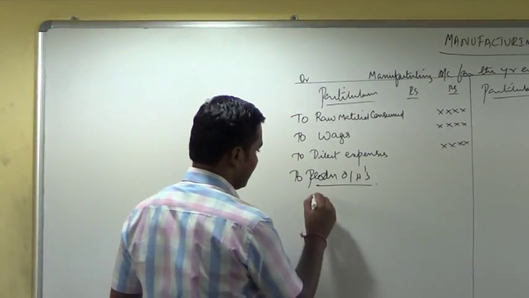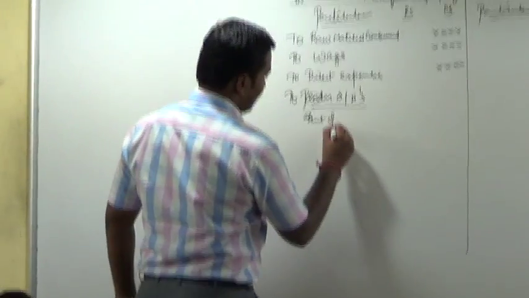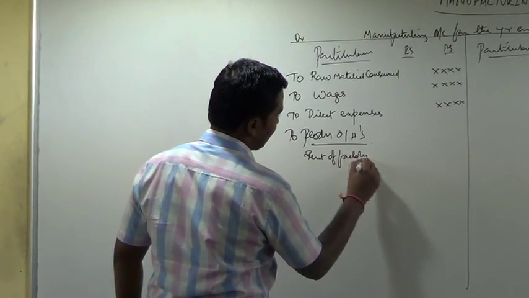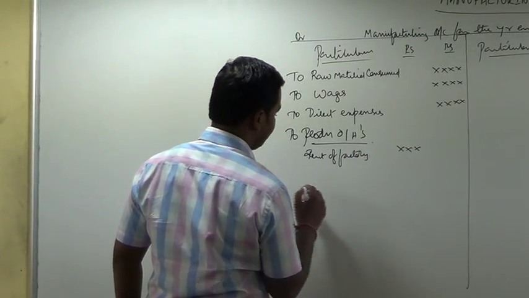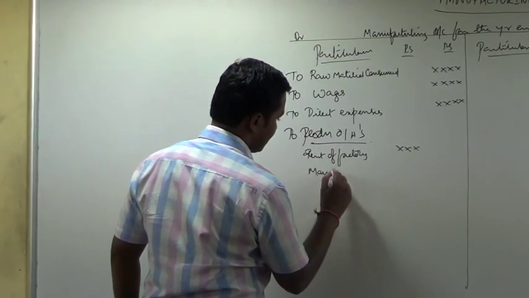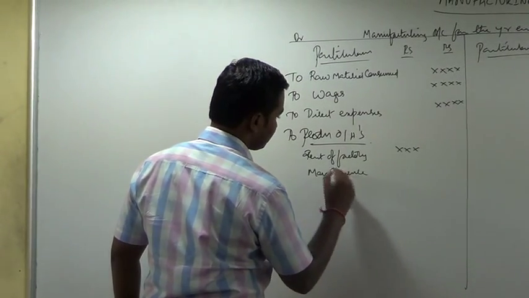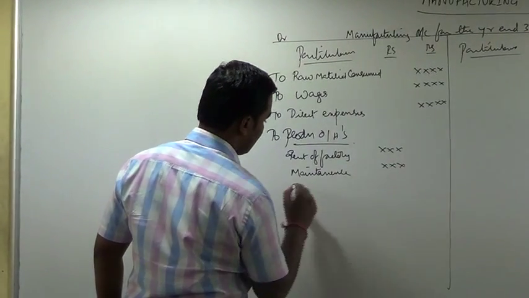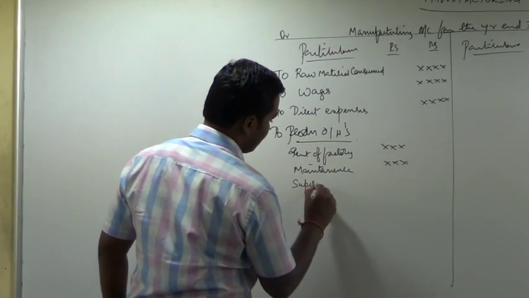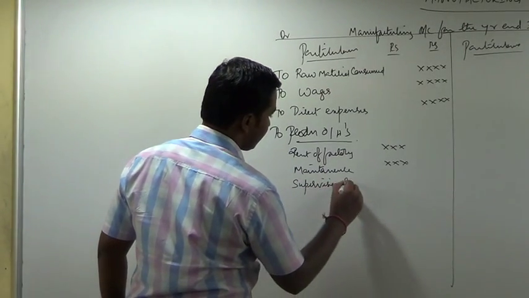Production overheads. Rent of factory. Indirect... Maintenance. Supervision expenses.